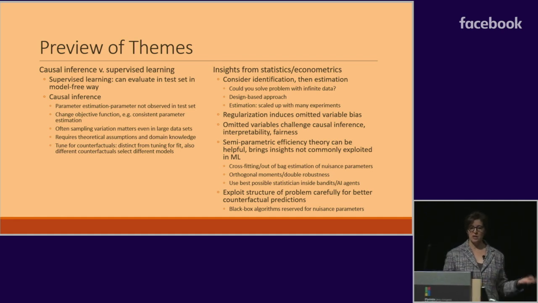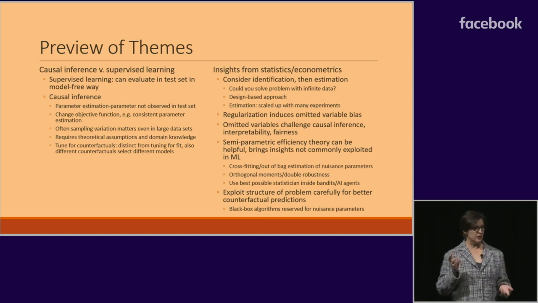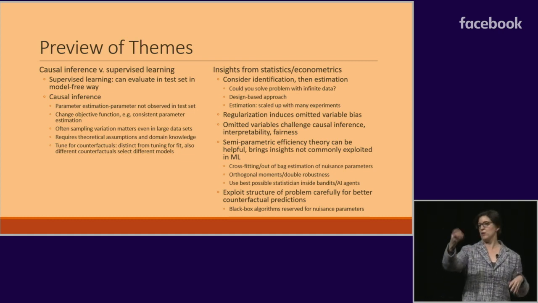Regularization induces omitted variable bias. If you have two things that are highly correlated, typically a model will choose one of them and not the other because they're providing similar information. But that creates interpretability problems. Say I have parents' income and parents' education. I might do a variable importance analysis in a random forest and say, oh, parents' income is important.